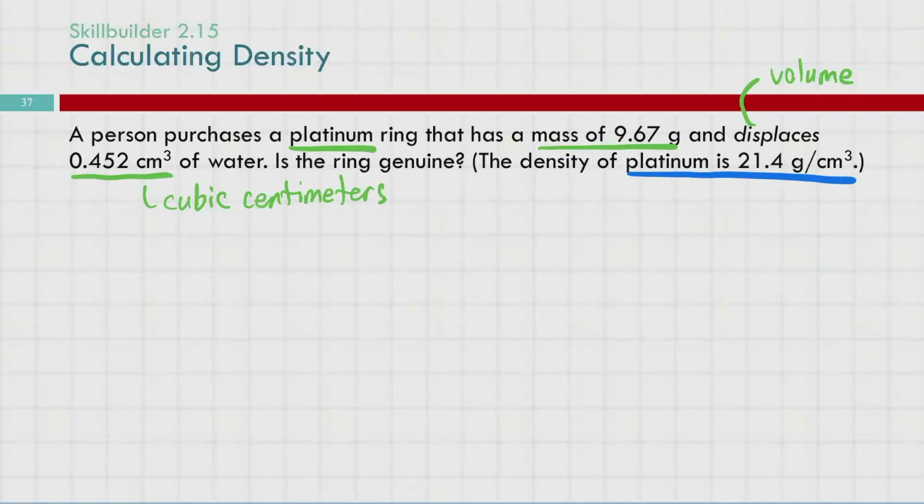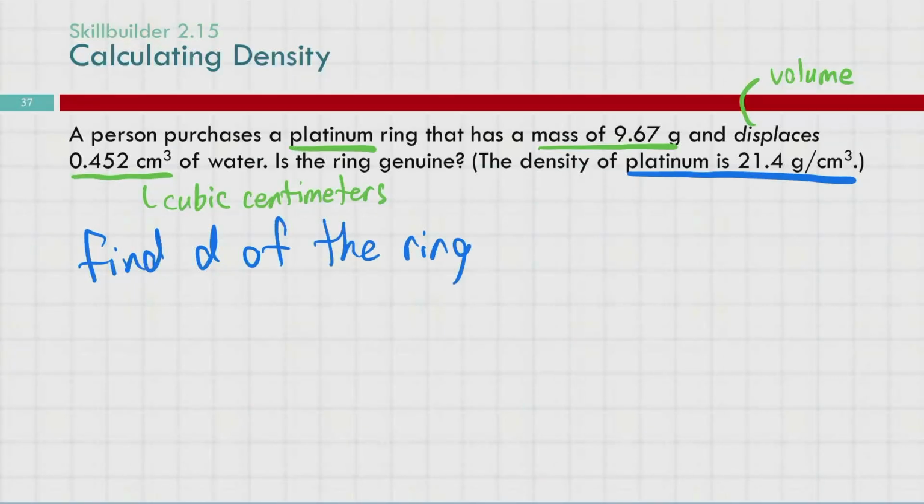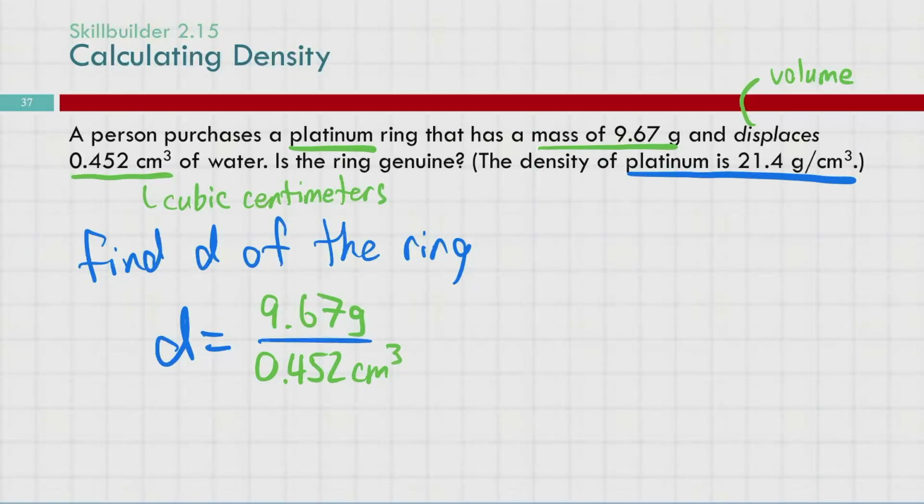Yeah, we've got to get the grams per cubic centimeter, the density. So we're going to find the density of the ring. Conveniently, we already have been given those values. So 9.67 grams divided by 0.452 cubic centimeters. Plug it into the calculator. We get out a value of 21.39 and some other stuff grams per cubic centimeter. Is that our answer?